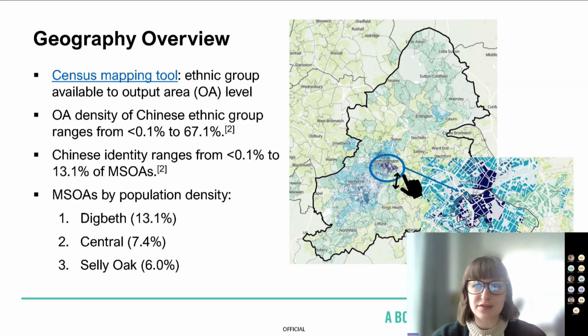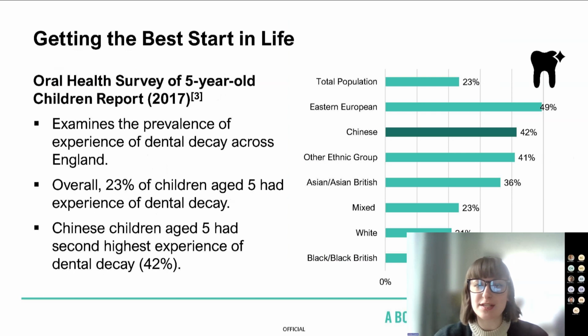So the first thing I'm going to start off with today is Getting the Best Start in Life. This focuses primarily on children and young people. One of the sources of information that we've picked up here is the Oral Health Survey of 5-year-old Children report, which looks at an England-based level. It found that Chinese children were more likely to experience dental decay across England compared to almost all other ethnic groups apart from Eastern European.